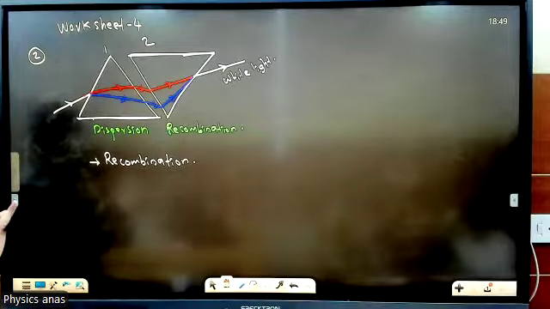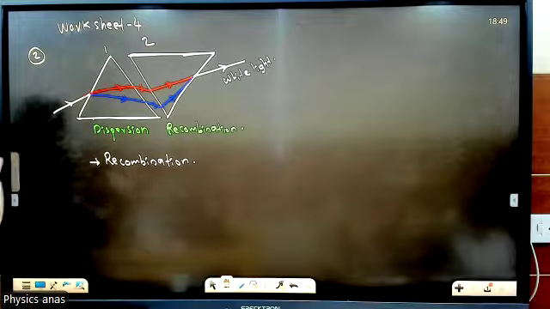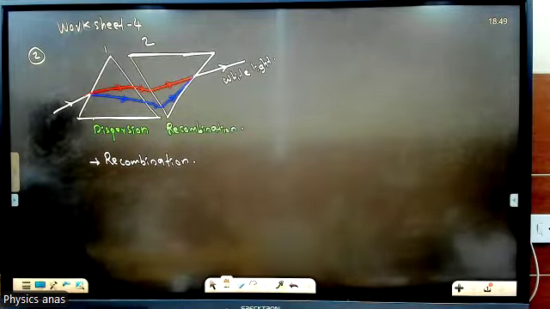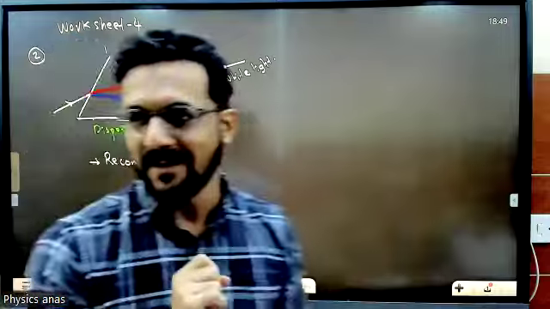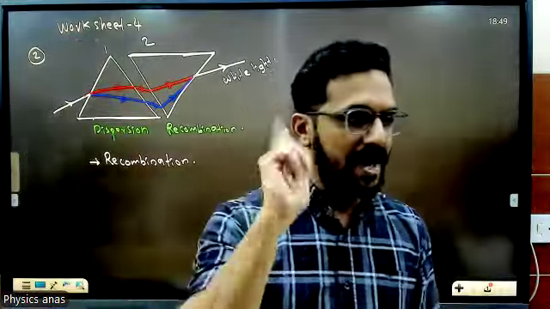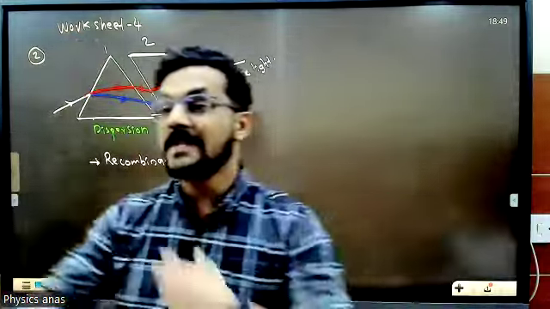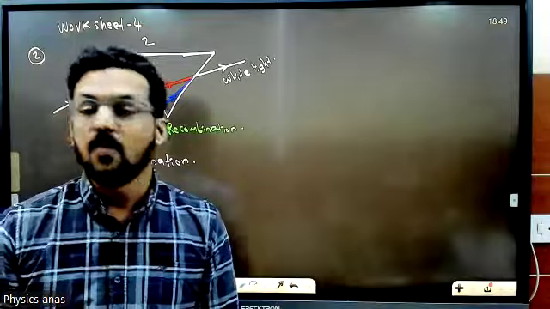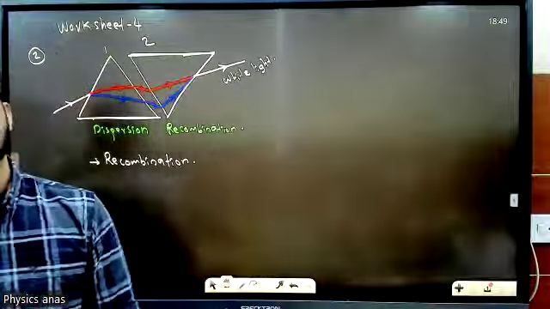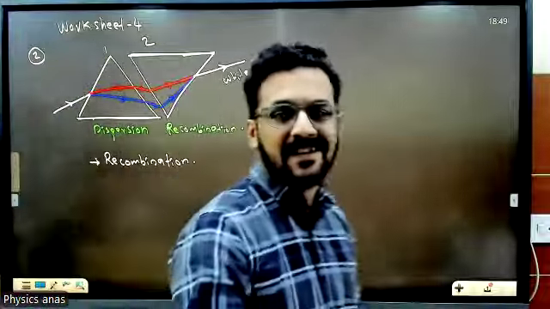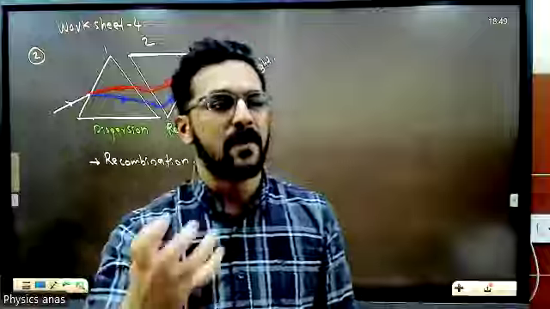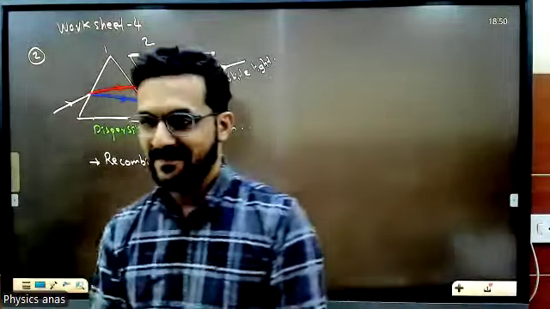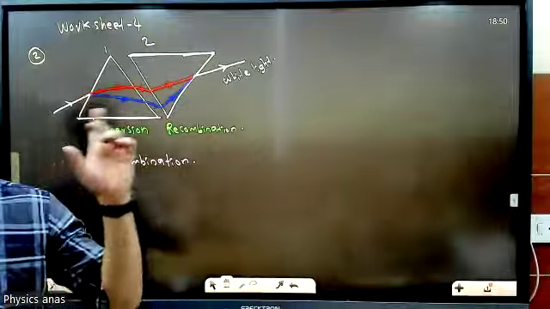So this is the final idea of that recombination. This was an experiment done by Isaac Newton. From this experiment, what did he understand? Yes, the white light is actually composed of 7 component colors. He got that idea from this experiment.